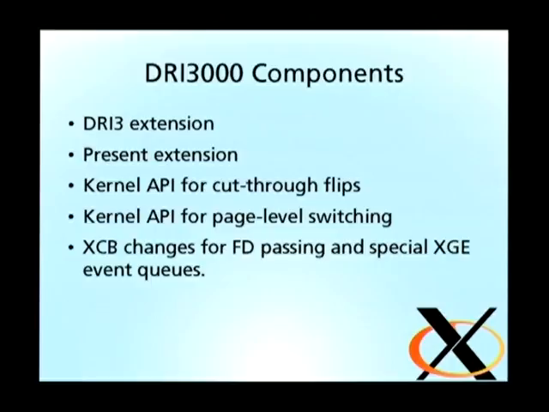Okay, so what are the components of DRI 3000? Well, in DRI 2, it was all one big monolithic extension, which is why you couldn't get the vBlank synchronization for non-DRI applications, because that was all part of the DRI 2 extension. Well, in DRI 3, we're going to split things up a little bit. The first thing we're going to create is a DRI 3 extension. The DRI 3 extension is the absolute bare minimum necessary to connect a direct rendering application to X. I have a slide showing the entire extension on one slide.